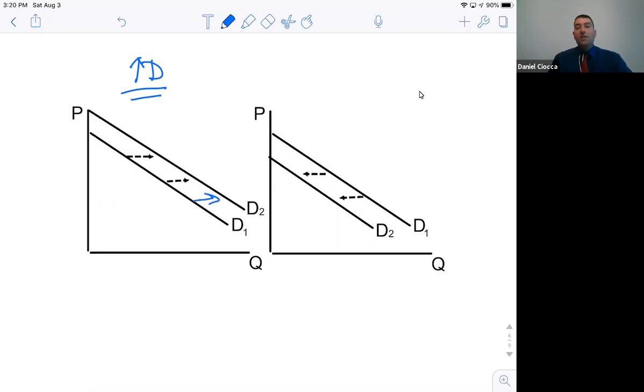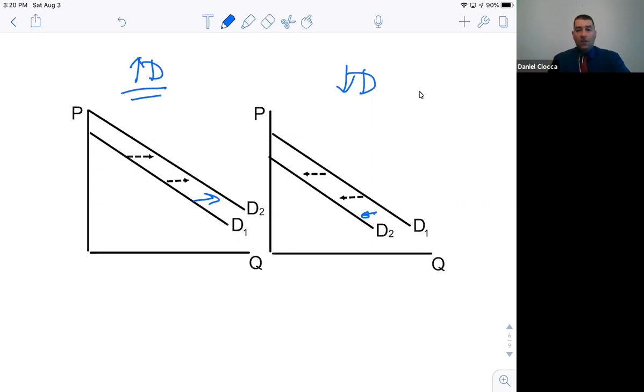And on the right is how we're going to graphically illustrate a decrease in demand with the demand curve shifting leftward. So the question that should now come to mind is, what causes these increases and decreases in demand?